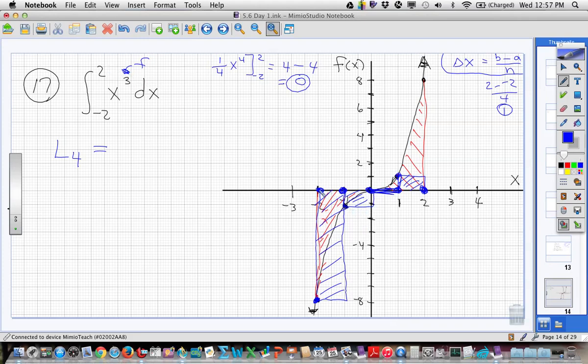So what would be in function notation this first rectangle height? F of negative 2, right? Times, what's my delta x? What's my width? 1. Now you say, why do you have to write times 1? I want you to write times 1. When you look at this, I want you to see height times width, which is area. Height times width. Okay?